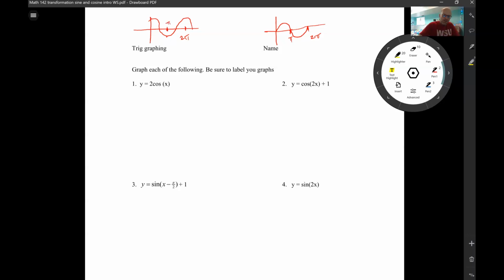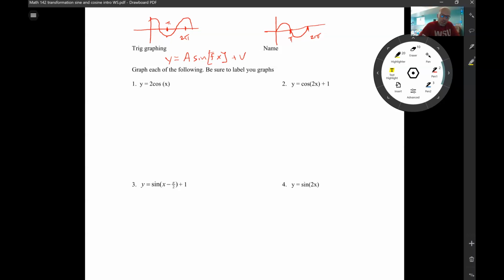Okay? Then we also know this basic idea that y equals the amplitude times the sine or cosine function times the frequency plus the vertical shift. Okay? So when I look at this thing here, y equals 2 cosine x, my first thought is the amplitude is 2 and everything else is normal. So that means the period is going to be the same, the middle is going to be the same.